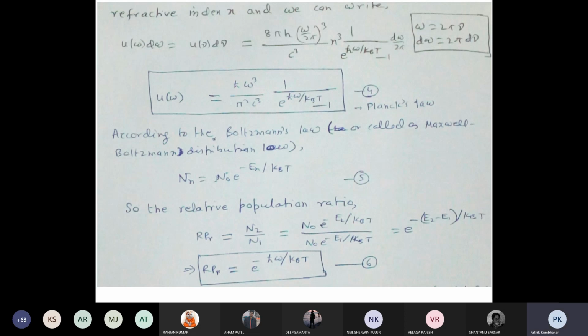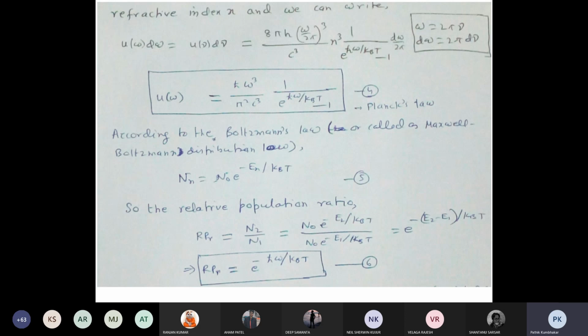Now here the Boltzmann statistics will be applicable, and according to the Boltzmann law, the number of atoms in any energy level is given by this equation. It's called the exponential distribution law. Nn is equal to n0 e to the power minus En by kT. So you have to remember this equation. According to the Boltzmann distribution law, the populations of different energy levels are distributed following equation 5: Nn is equal to n0 e to the power minus En by kT.